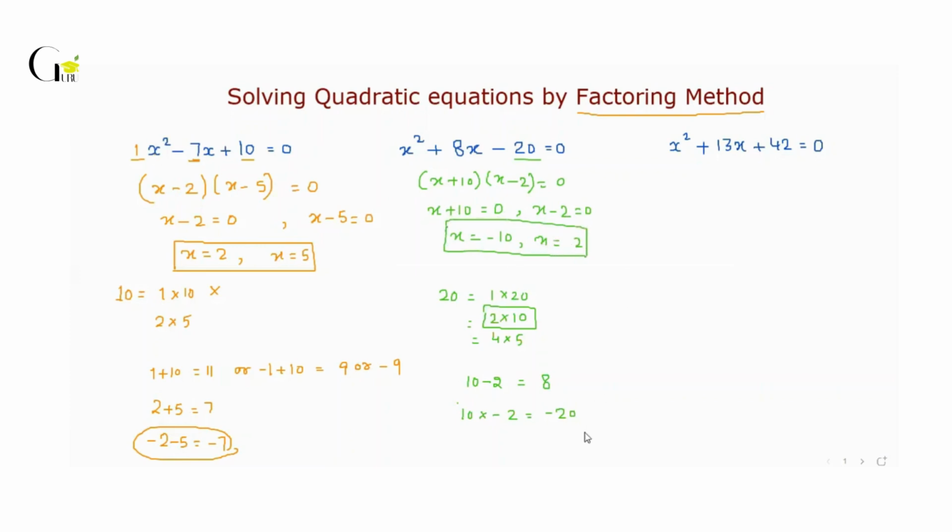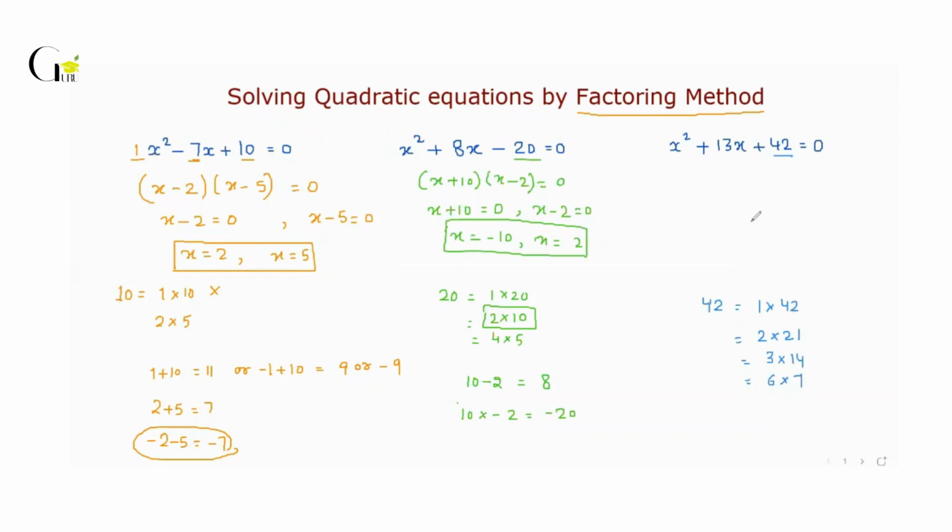Now the third example we have here, which is x squared plus 13x plus 42 is equal to 0. Again, the constant is 42. So let's factorize 42, which can be rewritten as 1 times 42. Or it can be 2 times 21. Or it can be 3 times 14. Or it can be 6 times 7.